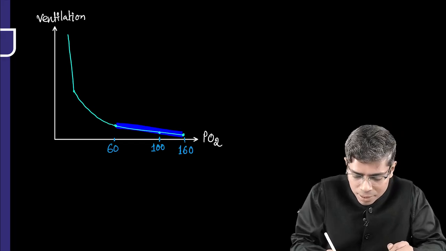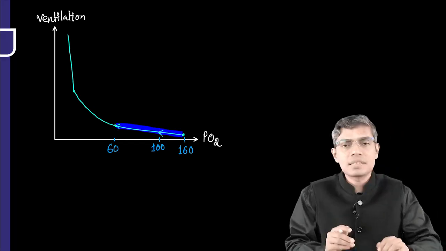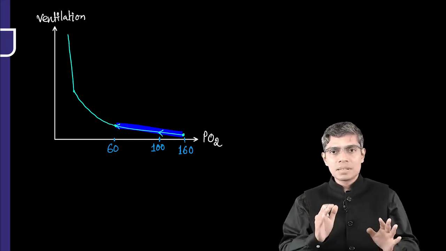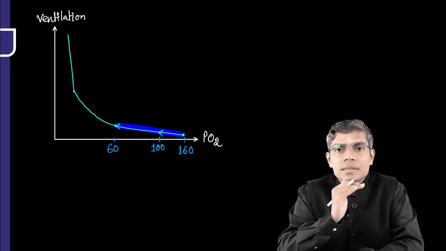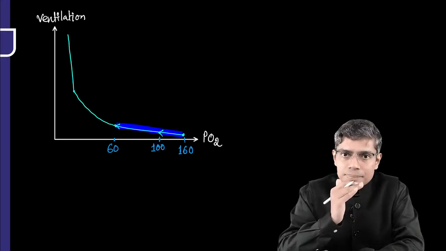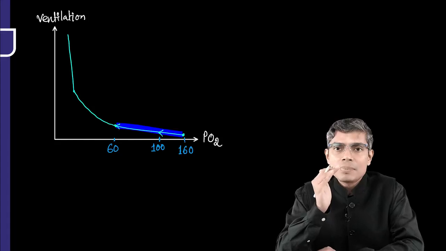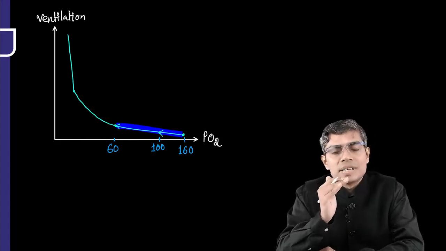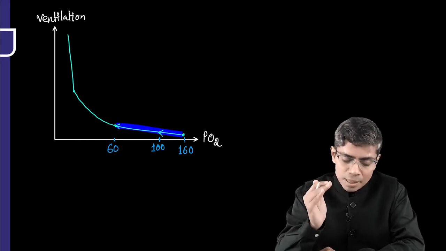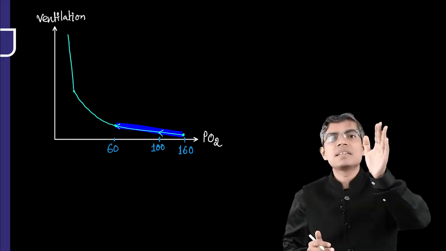Are you getting this curve? Although hypoxia is there, at 60 millimeter of mercury partial pressure of oxygen, from 60 up to 100, there is hypoxia, but that hypoxia is not stimulating your ventilation to a very high level. But after 60, suddenly there is an increase in ventilation.